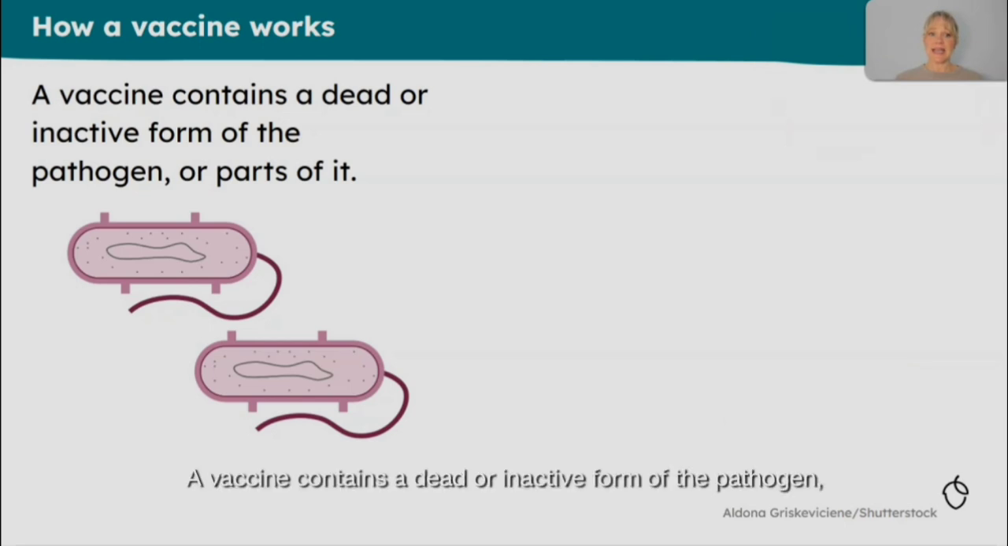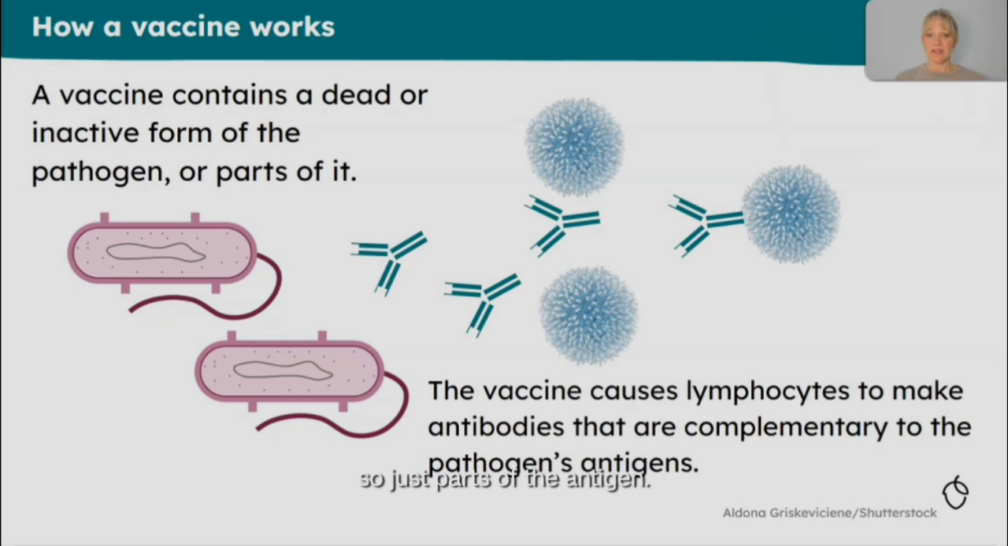A vaccine contains a dead or inactive form of the pathogen, or sometimes just parts of it, so just parts of the antigen. Just like if you had been infected with the real pathogen, the body responds to the antigen. So it then produces white blood cells, and those white blood cells are the lymphocytes. Those lymphocytes make antibodies that are complementary to the pathogen's antigen.